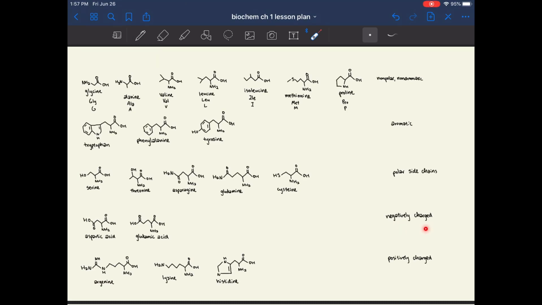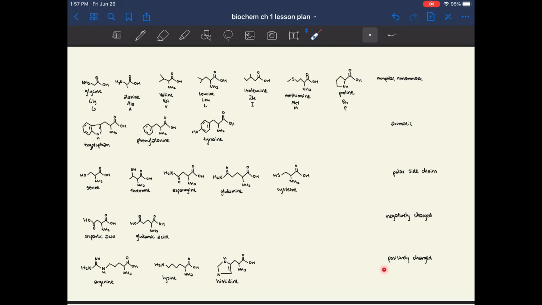The next group are your negatively charged amino acids, and these are aspartic acid and glutamic acid. So aspartic acid and glutamic acid are known as negatively charged because they have this extra carboxylic acid group at the end of their R groups, and this carboxylic acid tends to be deprotonated at physiological pHs.